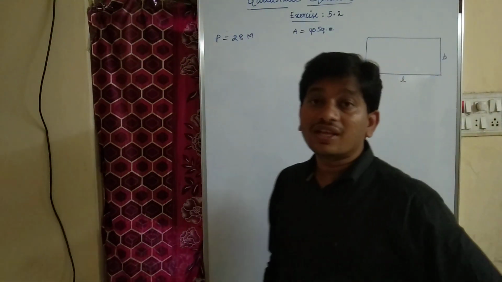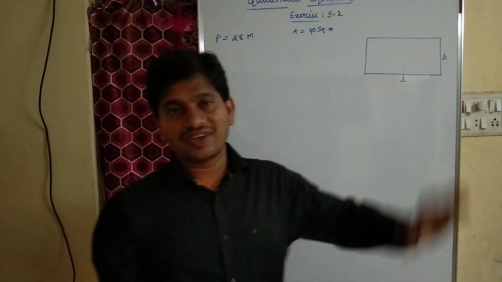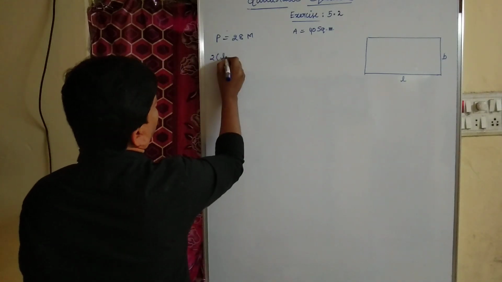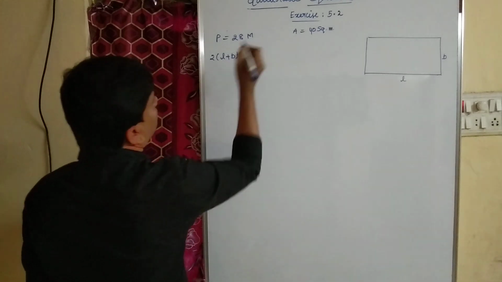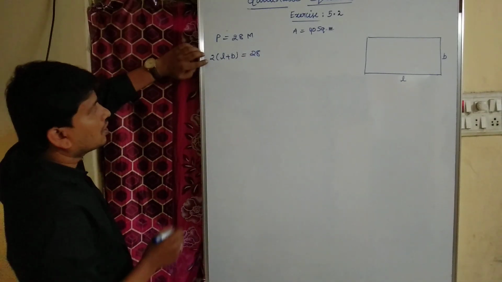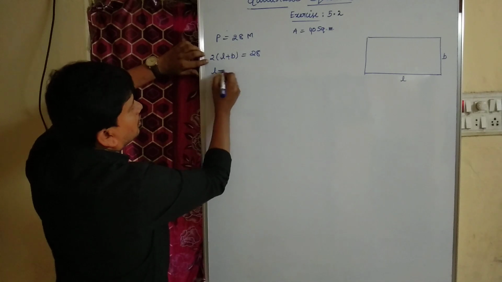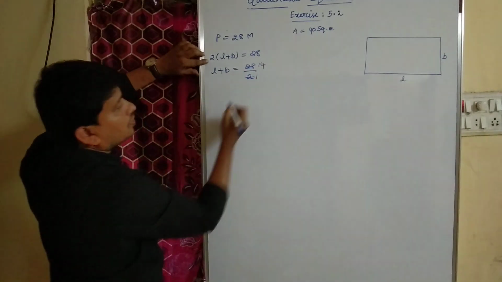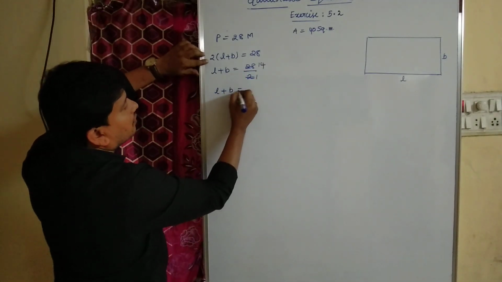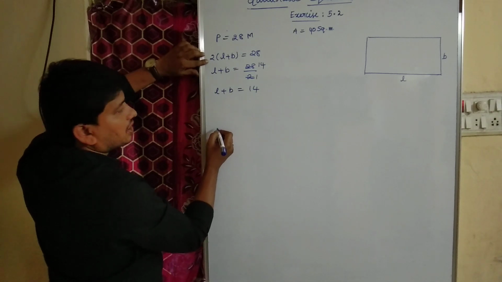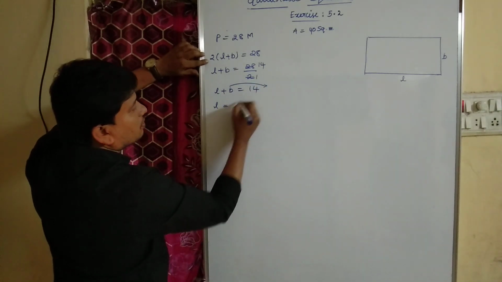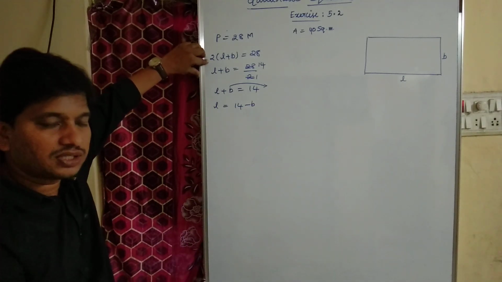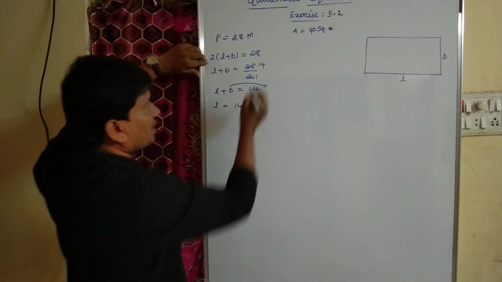We know, children, what is the perimeter of a rectangle? As we are learning from class 4th, right? Perimeter of rectangle is 2 into L plus B, which is given 28. So here 2 is multiplied, children. Transpose, which is equal to 28 by 2, 2 14s are 28. So L plus B equal to 14. Okay, children. L equal to, B you transpose, which is equal to 14 minus B. So length is 14 minus B. Okay, children.